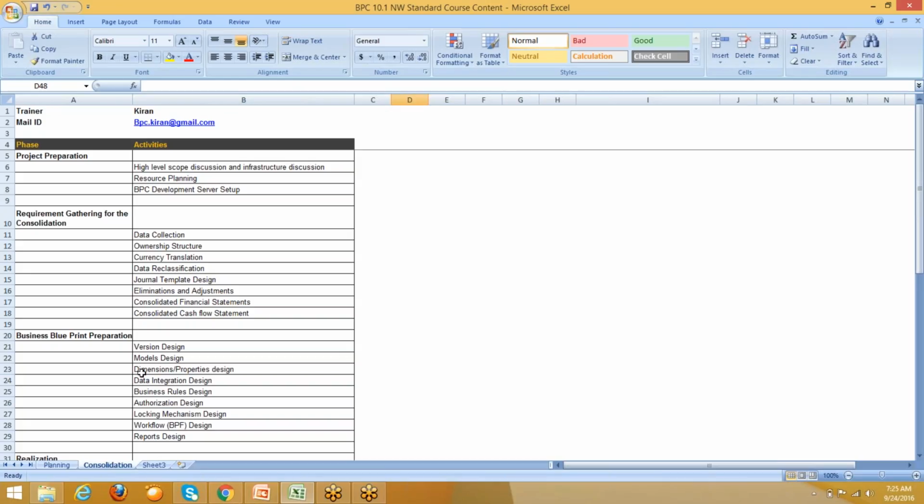Now legal consolidation is important. That is the major portion of BPC. BPC planning and consolidation means consolidation is nothing but legal consolidation. So this is consolidation, the second sheet. So I just write legal consolidation.